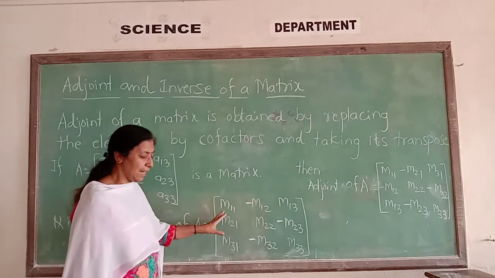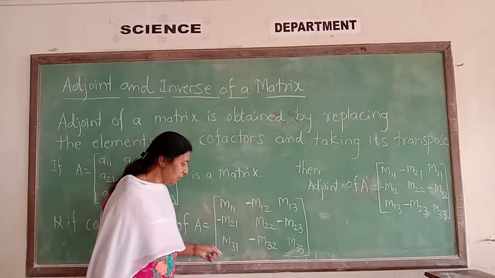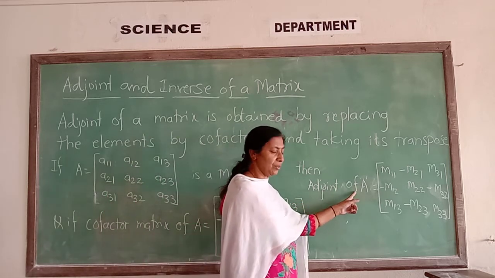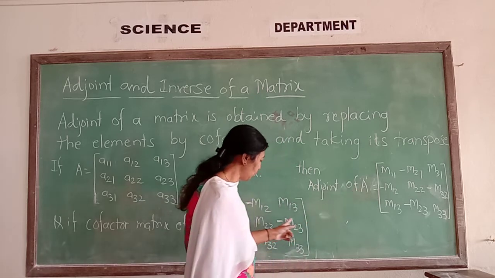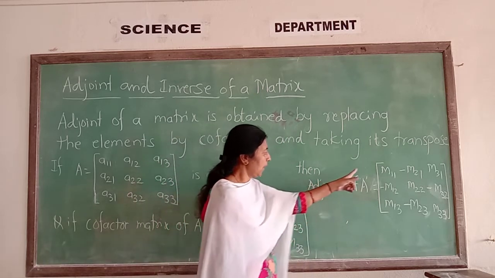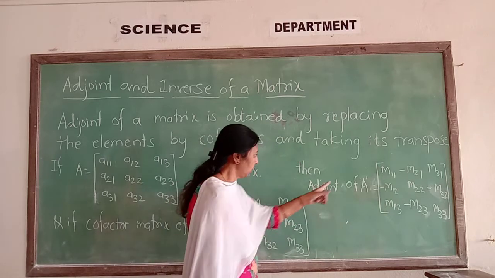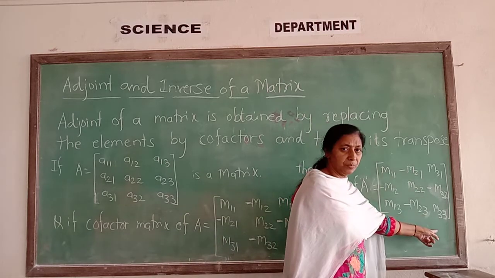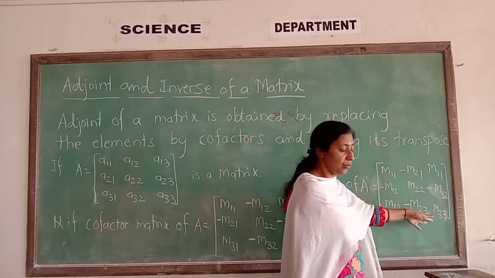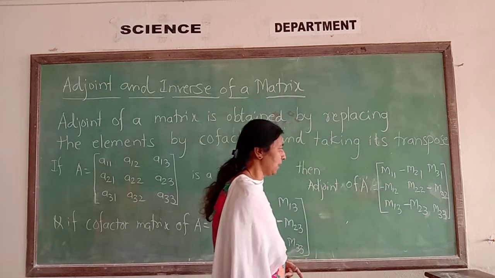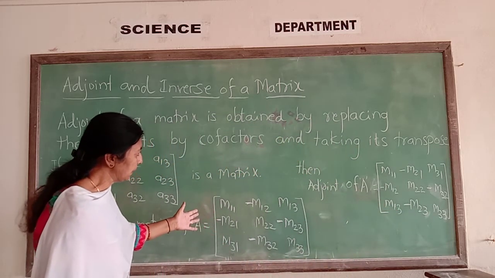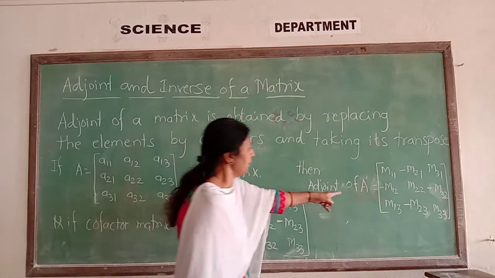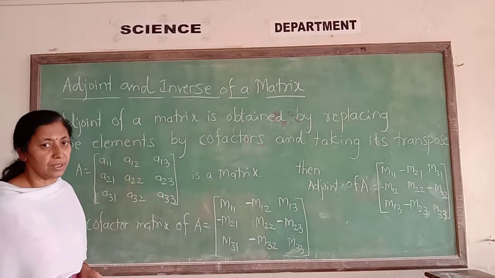And if you take the transpose of the same matrix, that is going to be the adjoint of A. Transpose means the row should be written as a column. The second row will be the second column, and the third row will be the third column. So you have taken the transpose. The transpose of the cofactor matrix is the adjoint of the given matrix.